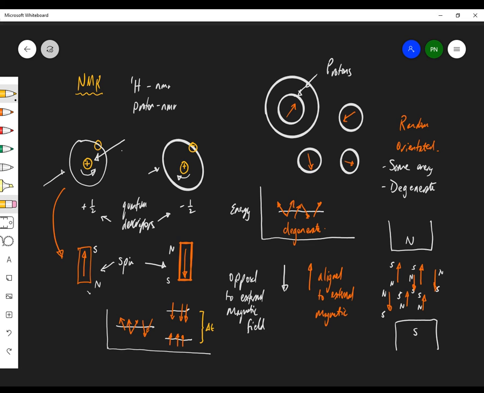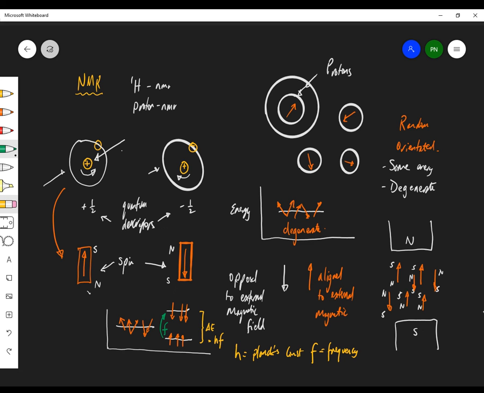And it's tiny. It's delta E, and delta E is equal to hf, where h is Planck's constant and f is the frequency of electromagnetic radiation that can be absorbed to go from the aligned state to the opposed state. So if we give them the right frequency, the protons will flip their states.